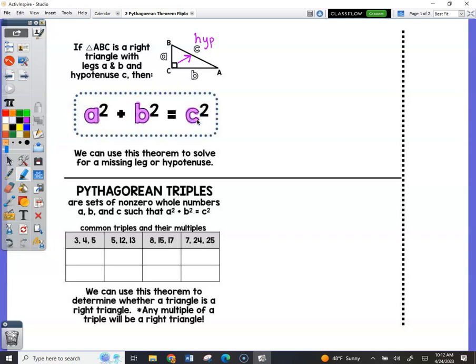A, B, and C come from the sides of the right triangle. What letter do you notice is the hypotenuse? C. And that is every single time. Every single time.